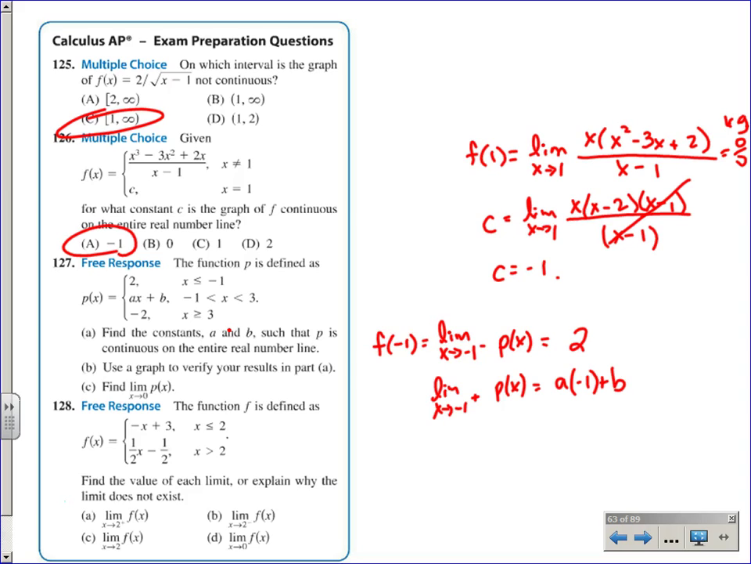Now, is that enough to solve for a and b? No. But I can say that 2 needs to equal -a plus b. That's one equation. How am I going to get another equation? Because I need 2 equations with 2 variables.